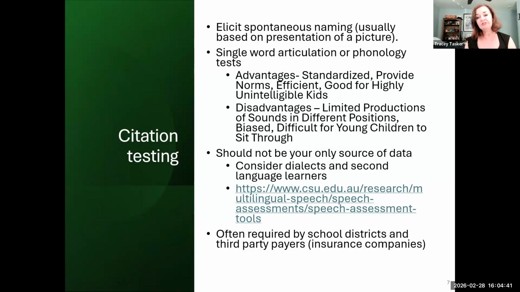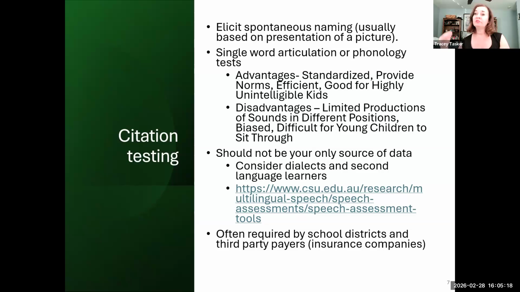Some of the disadvantages is there are limited productions of sounds in different positions. So it might not be accurate for capturing all the exemplars of when a child misarticulates the sound. They're often biased, so sometimes someone is not an English language speaker, their native language is something different. They're not from this country, so even some of the pictures may not look familiar to them. So there's some inherent bias in the tests. And sometimes it can be difficult for a young child to sit through.